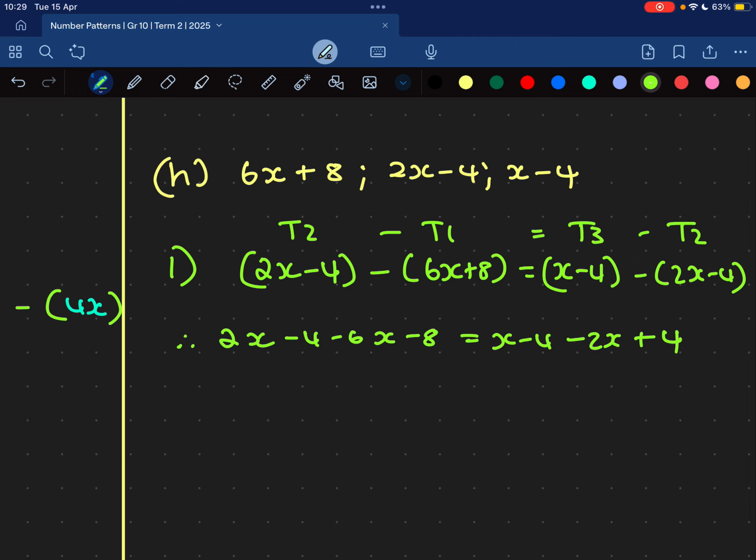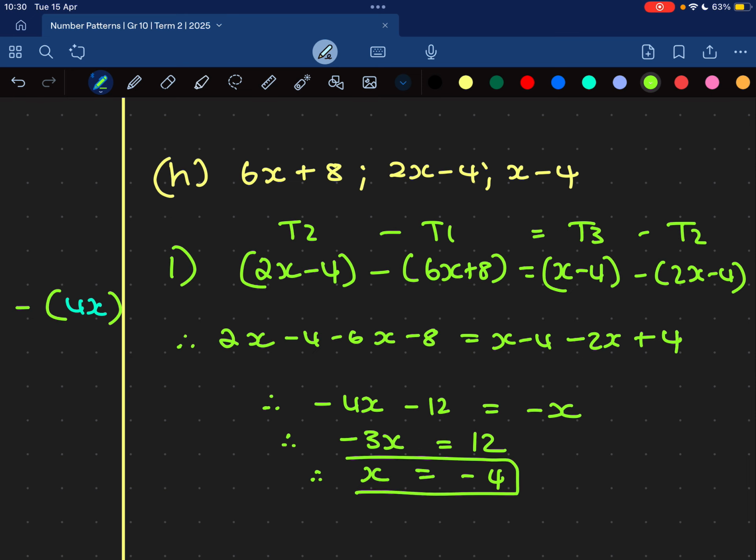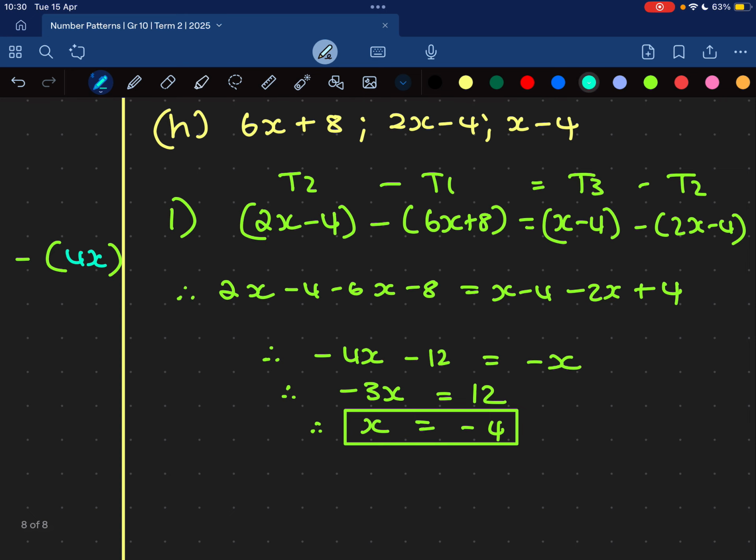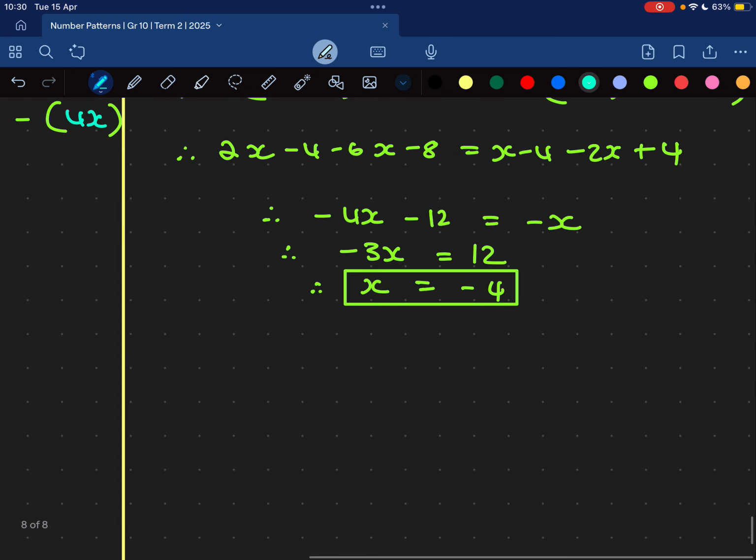So you simplify the left hand side, you'll have minus 4x minus 12 is equal to minus x. Therefore, minus 3x is equal to 12. So therefore, x is just going to be negative 4. If you substitute that in, I'm not going to do the substitution. I'll just give you the final answer because I'm sure you can substitute. You'll have negative 16, negative 12, and negative 8.